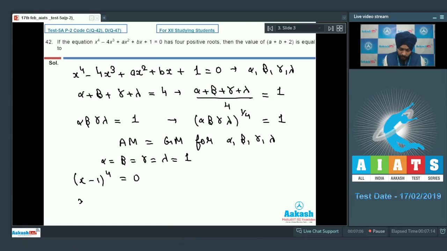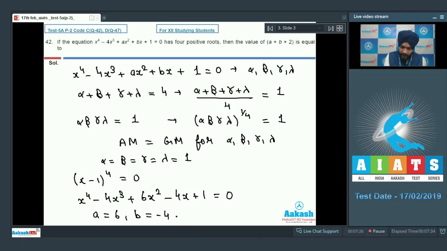So by expansion of binomial theorem, we have x power 4 minus 4x cube plus 6x square minus 4x plus 1 equals 0. So by comparing the coefficients of the two equations, we can say that A equals 6, B equals minus 4. What is A plus B plus 2? It is 2 plus 2, that is 4. So 4 is the correct answer for question number 42. Let us move on to 43.